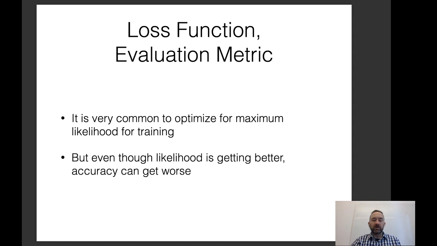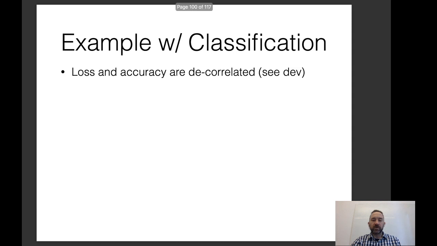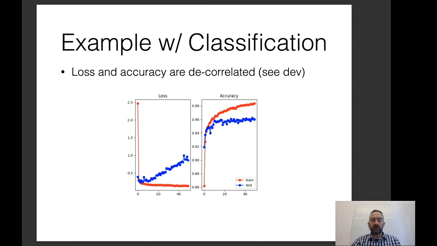However, even though likelihood is getting better, accuracy can get worse. And this is because accuracy is the result of doing argmax decoding and comparing the output with the actual outputs that we expect on our data set. So these are two different functions. Very often they're highly correlated, but they're not exactly correlated. So to give an example of this with classification, loss and accuracy are decorrelated here.